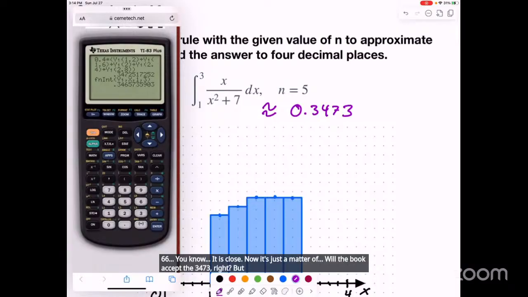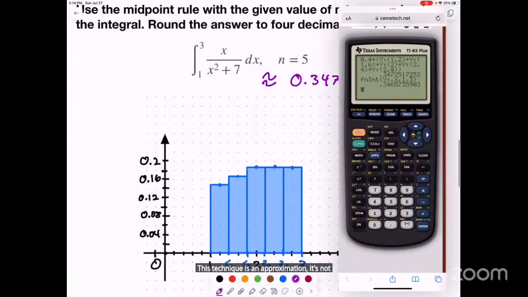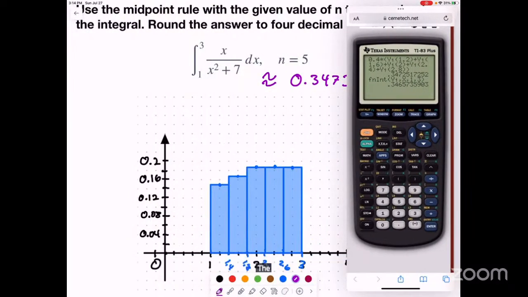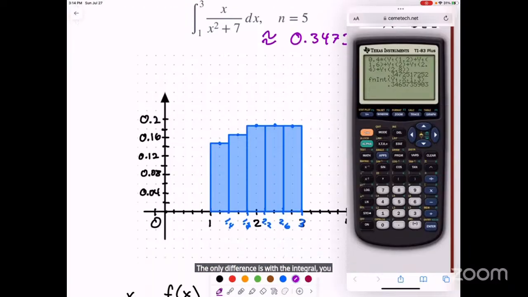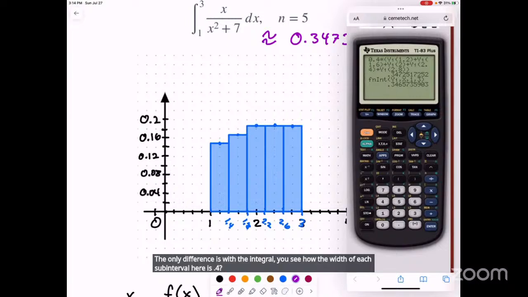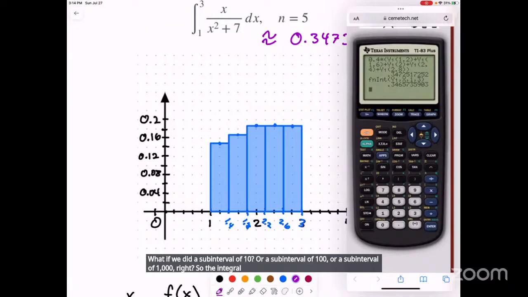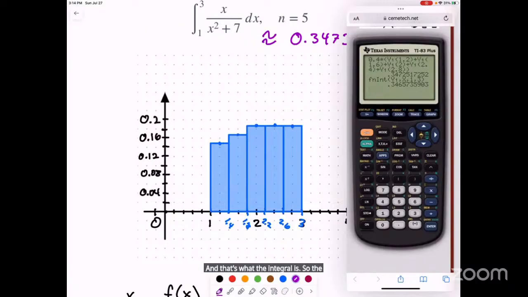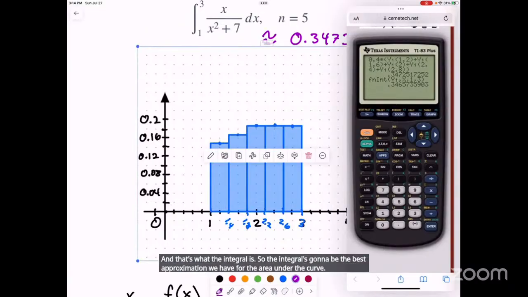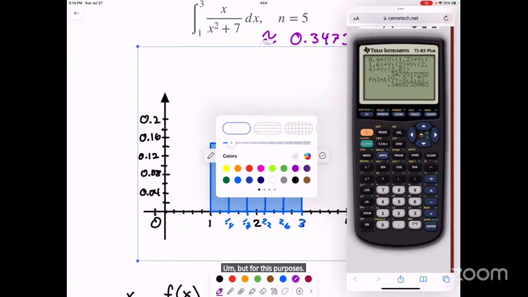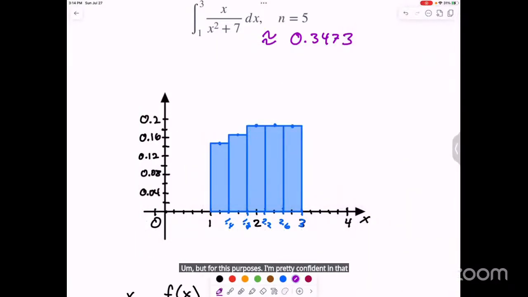But that's the idea behind the Riemann sums. Again, this technique is an approximation. It's not as precise as actually finding the integral. The only difference is with the integral, you see how the width of each subinterval here is 0.4? Well, what if we did, instead of a subinterval of 5, a subinterval of 10, or 100, or 1,000, right? So the integral is take the limit as those subintervals go to infinity. And that's what the integral is. So the integral is going to be the best approximation we have for the area under the curve. But for this purposes, I'm pretty confident in that 3473 at the top of the screen.